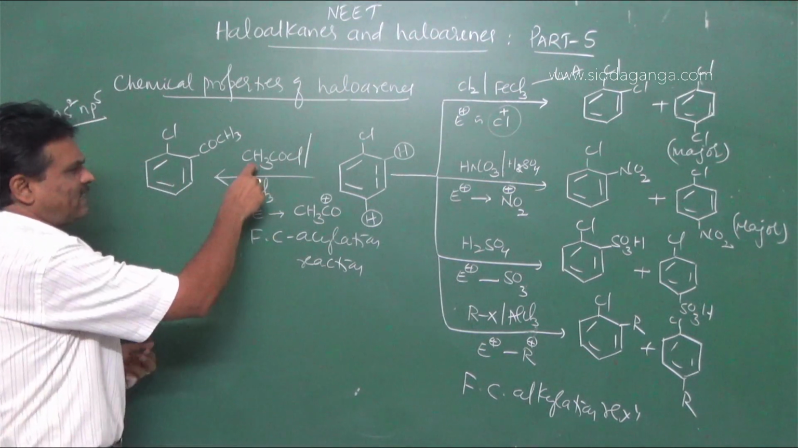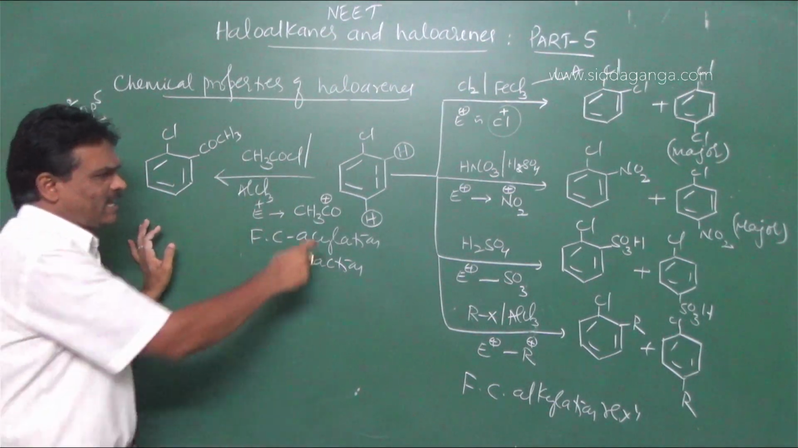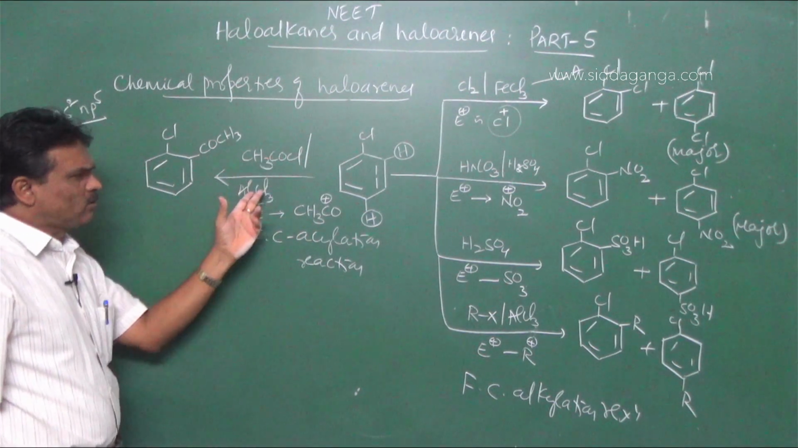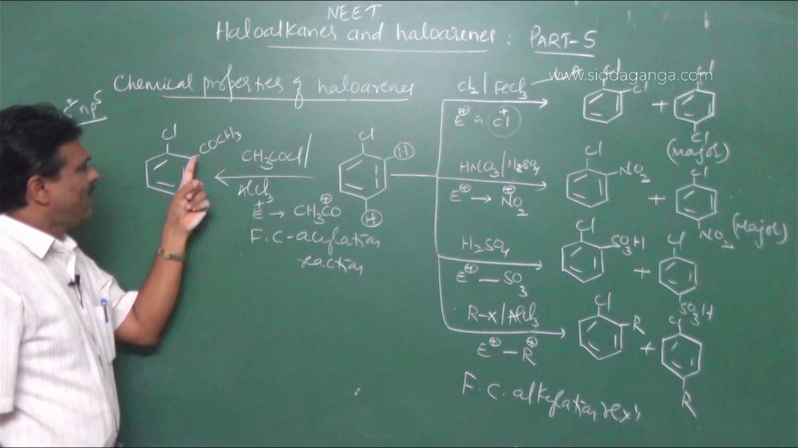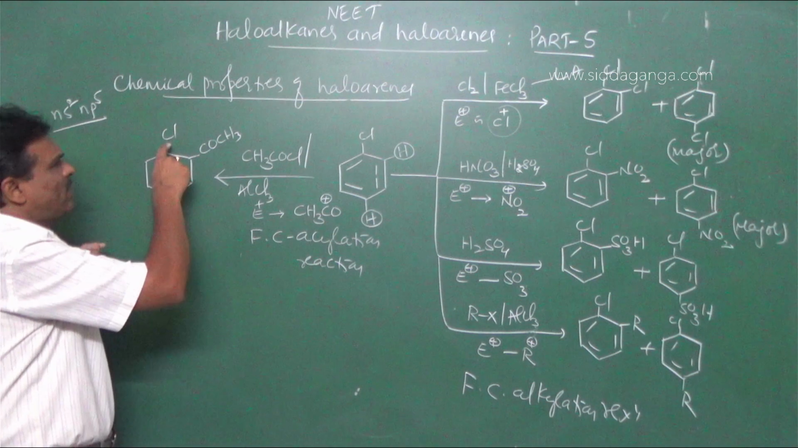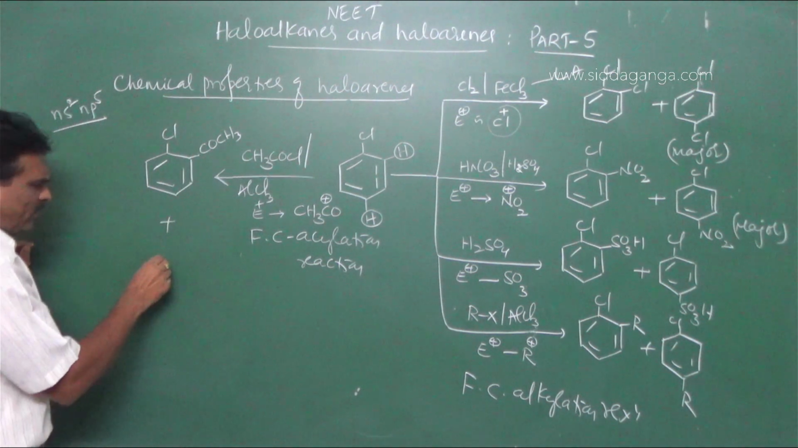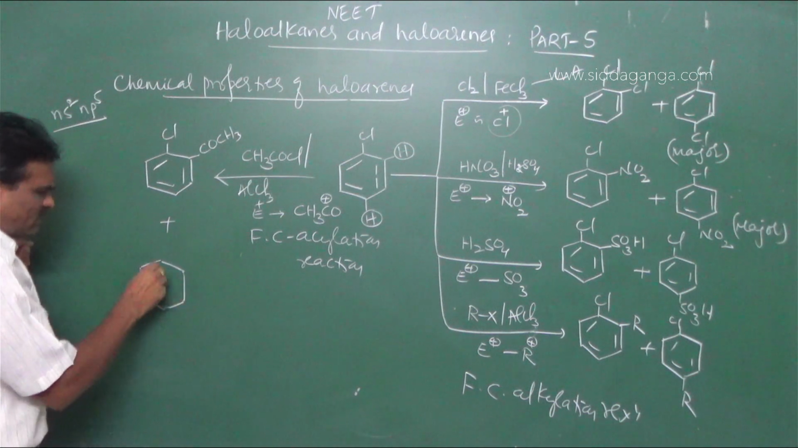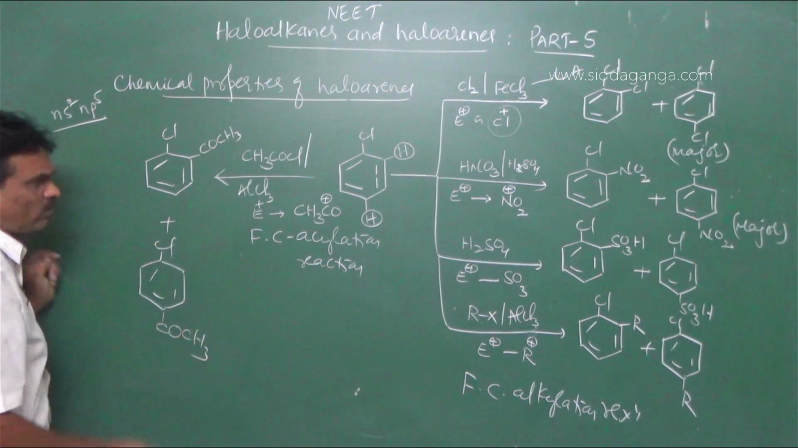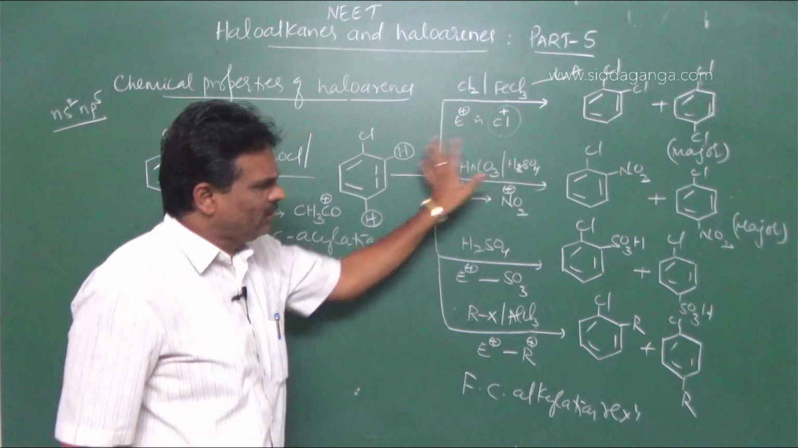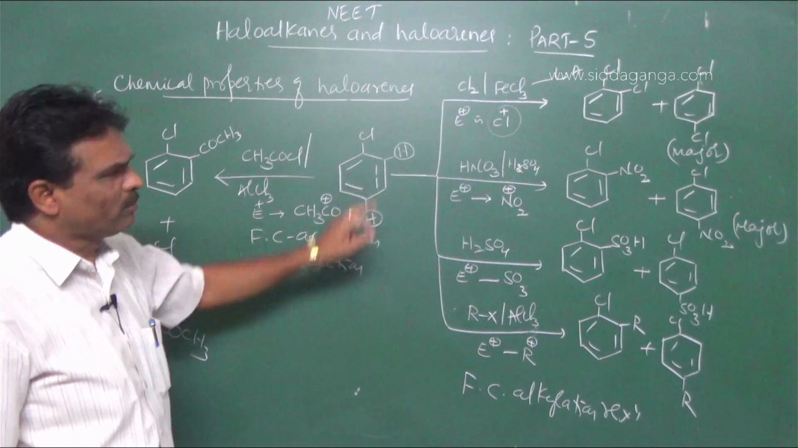When it is treated with acetyl chloride in the presence of anhydrous aluminum chloride, the acylinium ion produced by acetyl chloride and aluminum chloride attacks the ortho position to form ortho-chloroacetophenone, along with para-chloroacetophenone. So these are all the electrophilic substitution reactions of haloarenes like chlorobenzene.